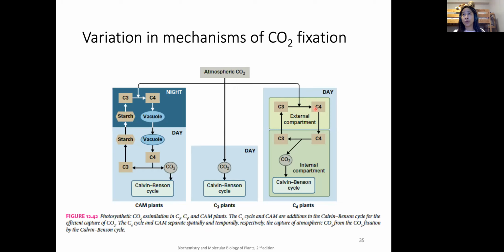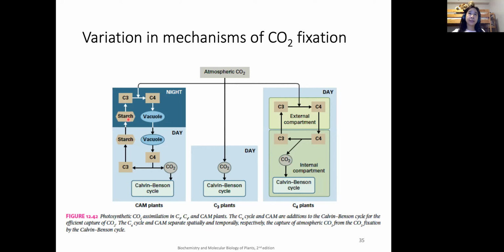And this C4 can travel from one place to another. So the two fixations occur in different cells, different space. This C4 travels into the inner compartment of the plant, and then it releases carbon dioxide for the Calvin-Benson cycle. And the C3 carbon can be recycled back to the first compartment.